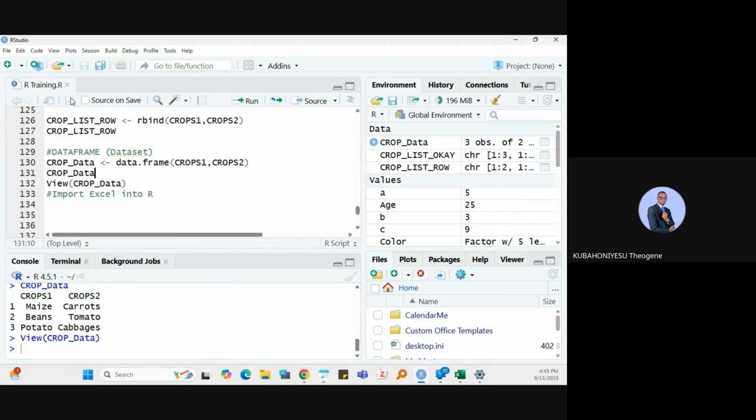Whatever we start doing on the data frame, these data sets should be done as per a data frame.